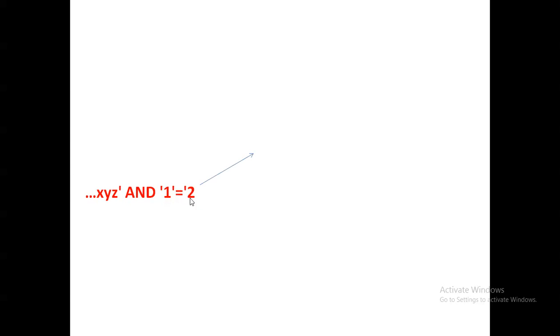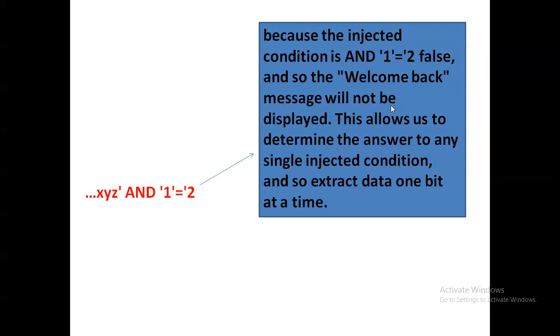The same goes for the condition 1 equals 2. Here, as 1 is not equal to 2, the query is false, so we should not get a welcome back page; it will not be displayed. So this allows you to determine the answer to any single injected condition, and so extract data one bit at a time.